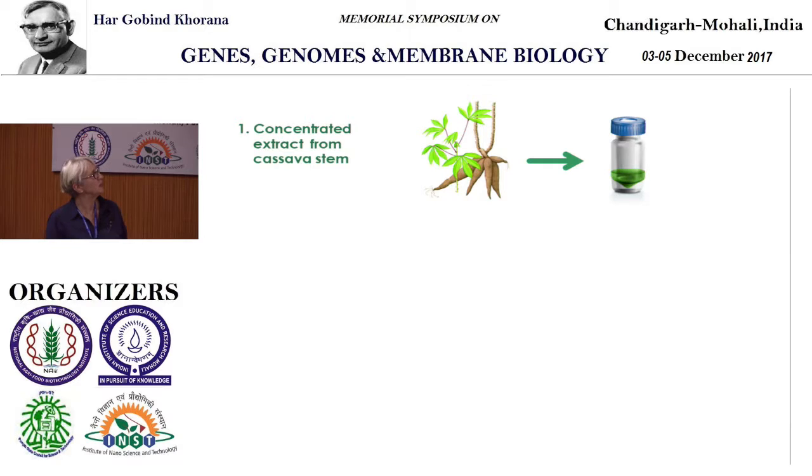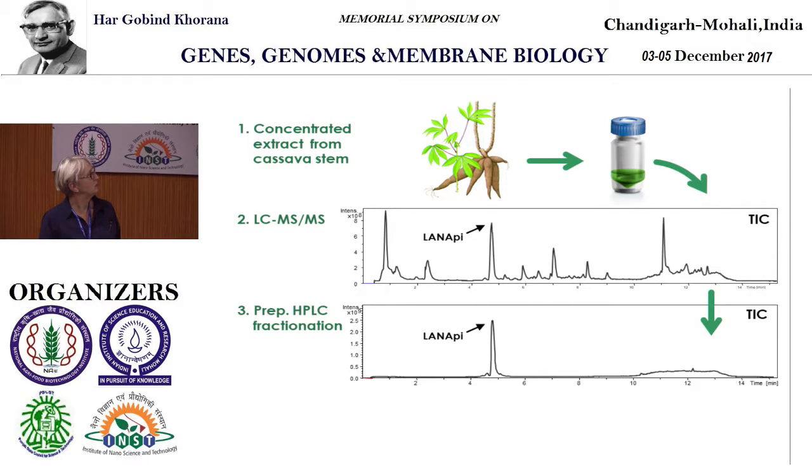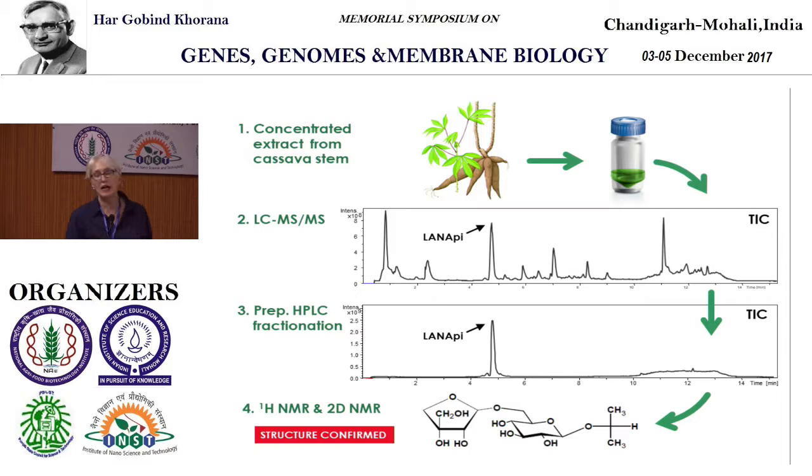What they normally do is extract the plants, do LCMS, then do prep HPLC of the major peaks. The minor peaks they don't get enough material on, and then they have to do either NMR or chemical synthesis from authentic standards and compare them with LC methods. So this is a very, very time-consuming method.